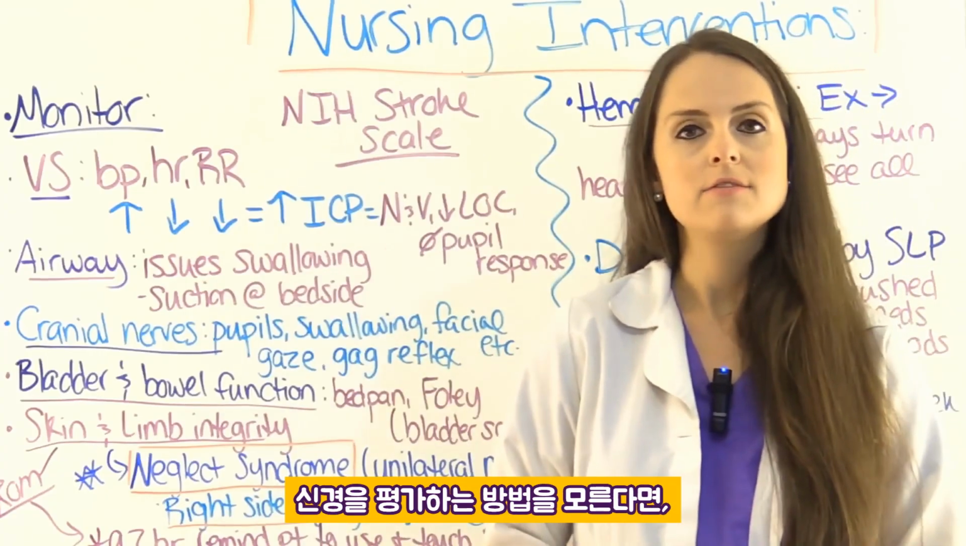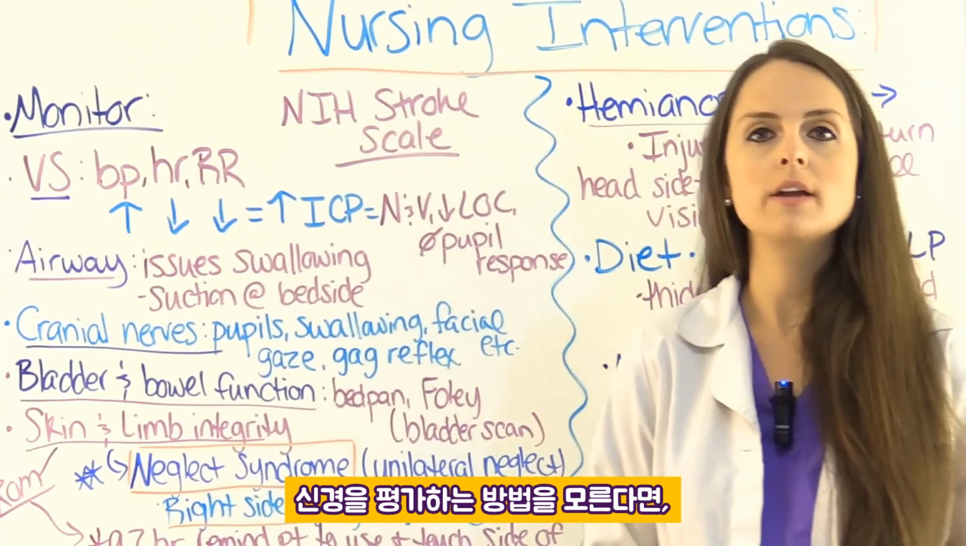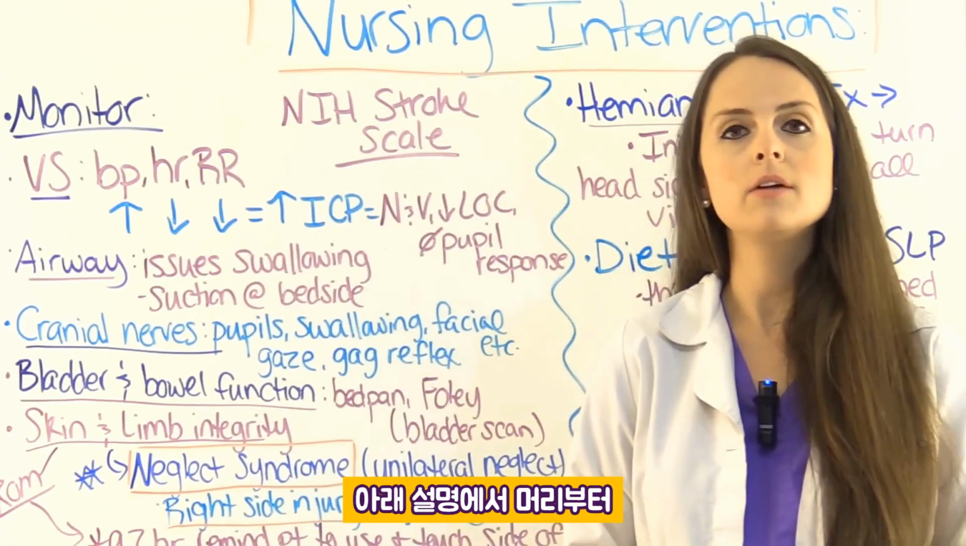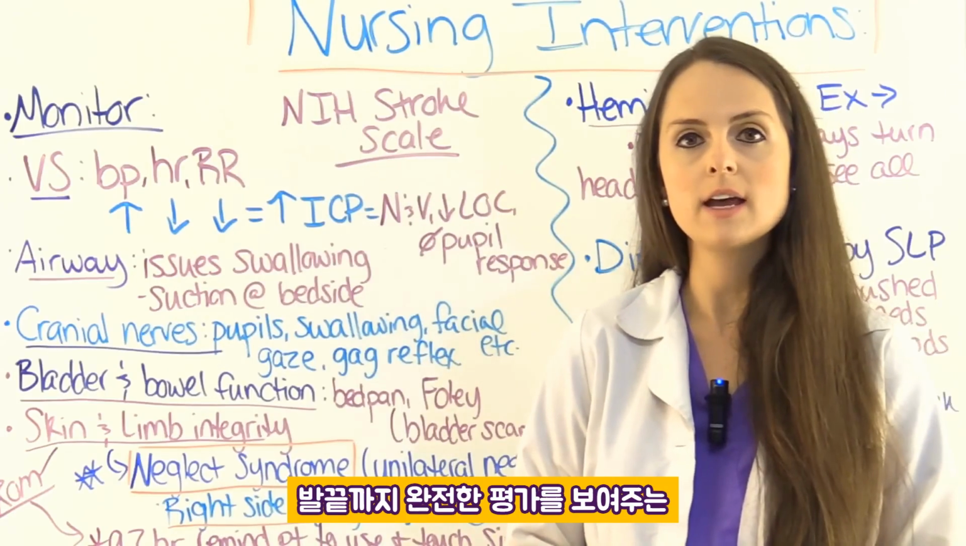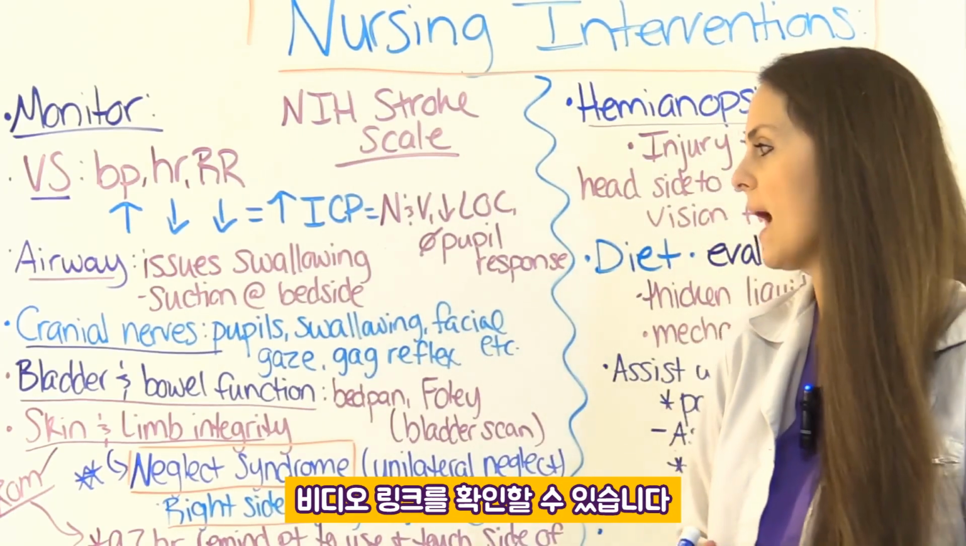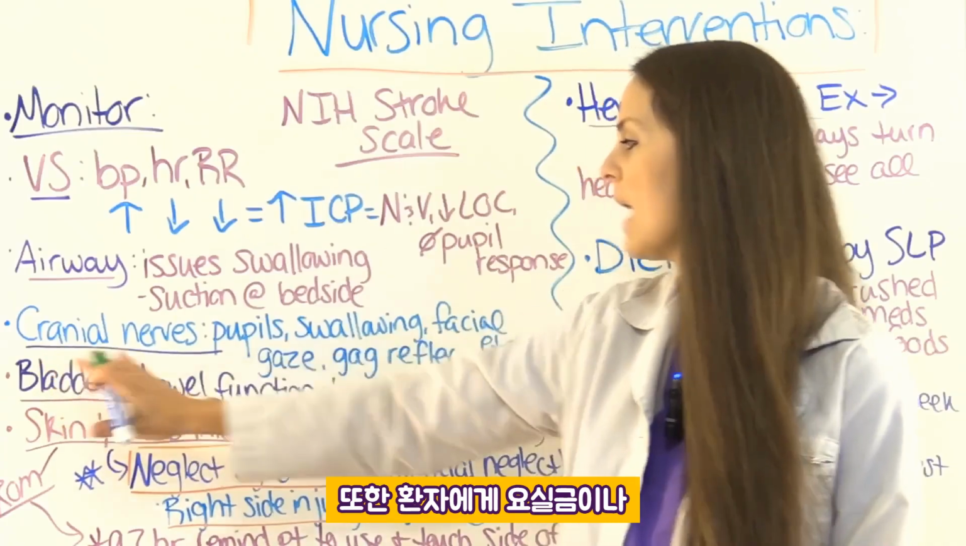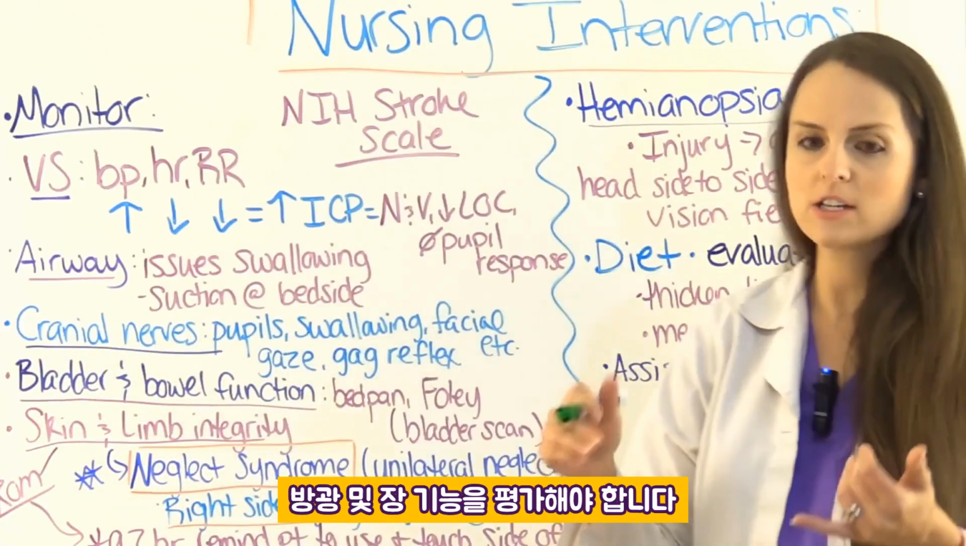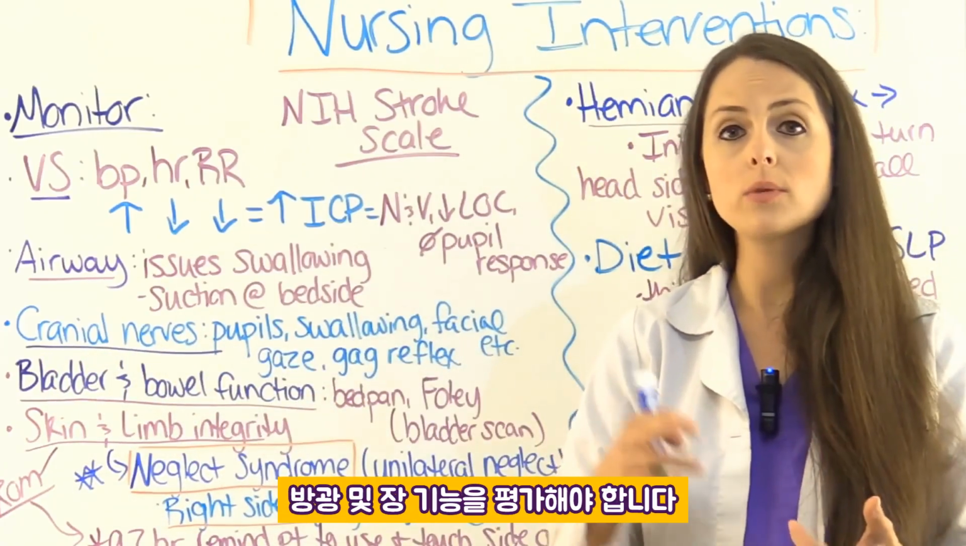and things like that. And if you're not familiar with how to assess those cranial nerves, you can check down below in the description for a link to a video with the head-to-toe assessment that will show you how to do that. Also, you want to assess their bladder and bowel function, because patients can either have incontinence or retention.